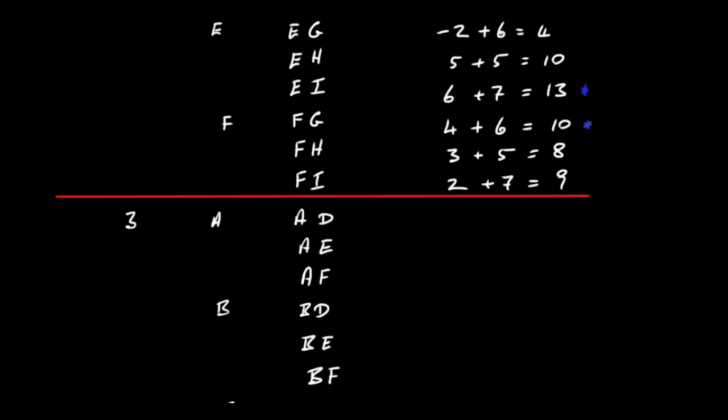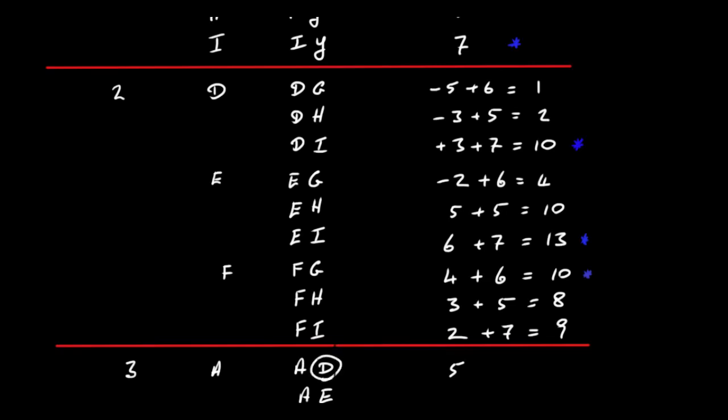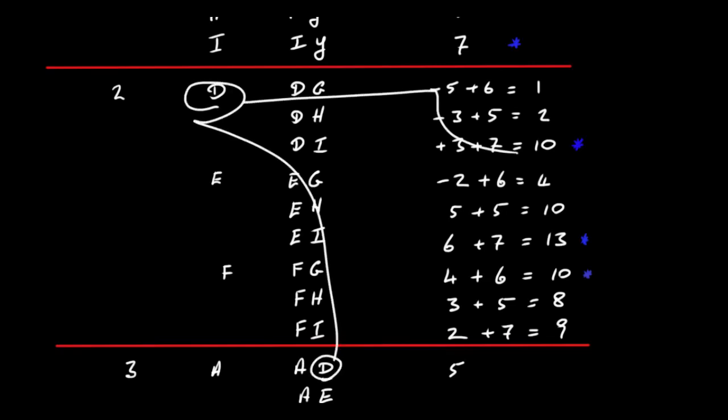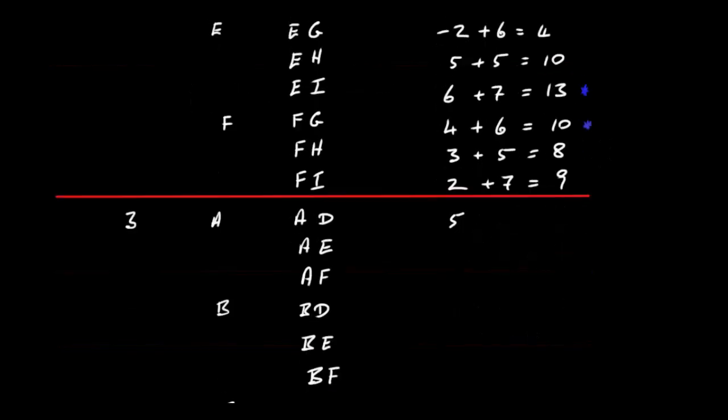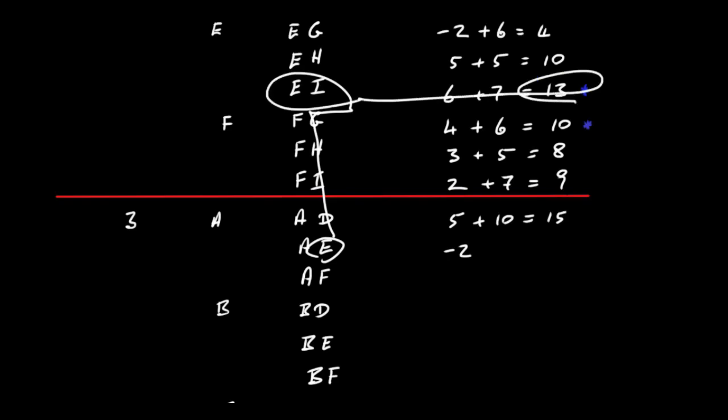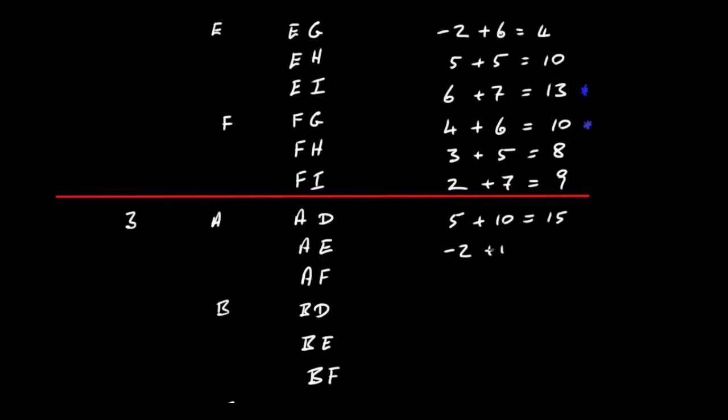When we come down along here, we've got A to D, which has a value on the arc of 5. When we go back up to D, the largest one here is 10. So we're going to add 10, which gives it a net value of 15. A to E has a value of -2 on the arc, and if we come up to E here, we can see that its largest value is 13, so we're going to add 13. That gives us a net value of 11.